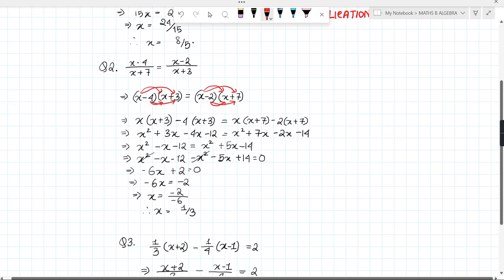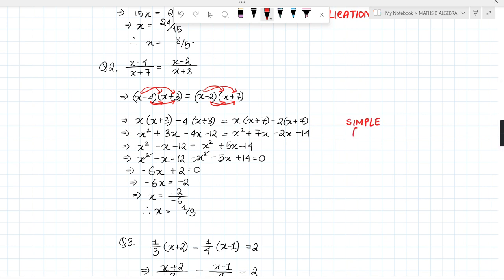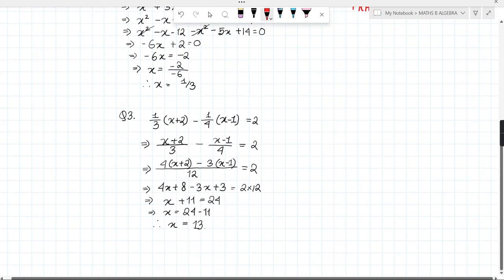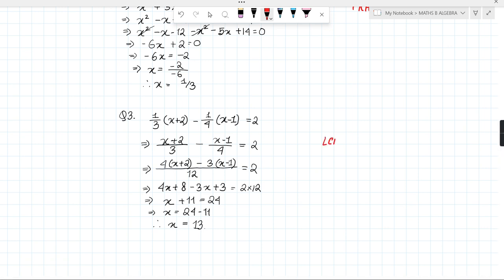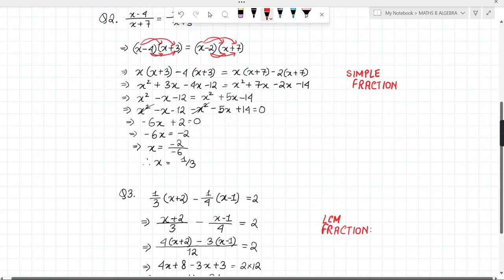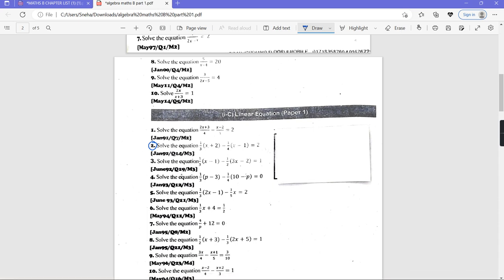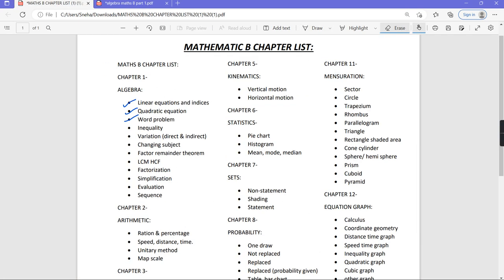This one was an example for simple fractions. And this one was the example for LCM fractions, or fractions where you have to do LCM and then do the calculation. So LCM fractions. So this was all the types of different linear equations that will be asked in your IGCSEs. So now linear equations are done. If I just move to this one, we are done with linear equations.